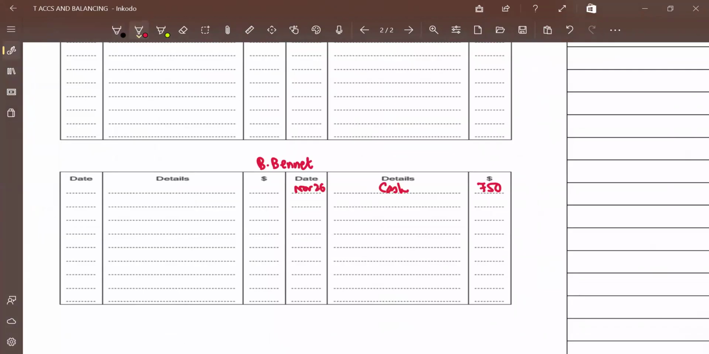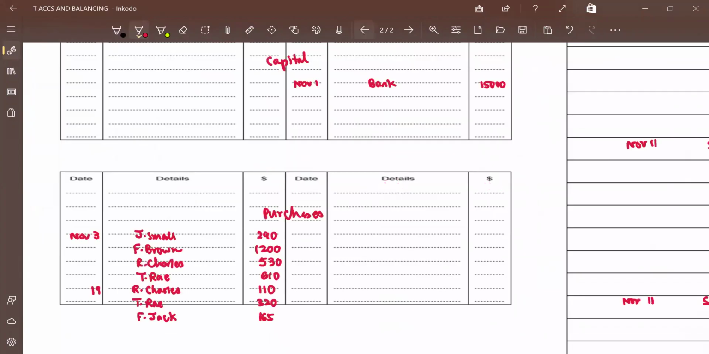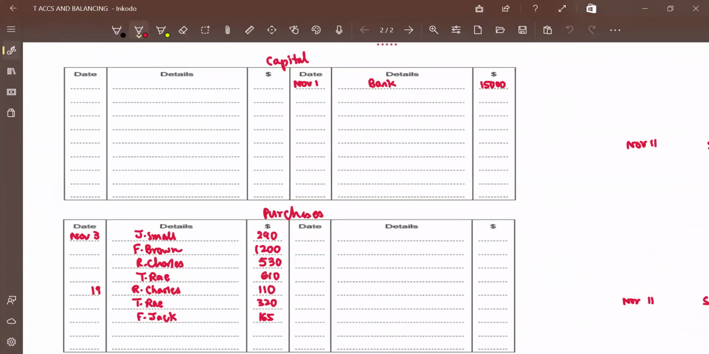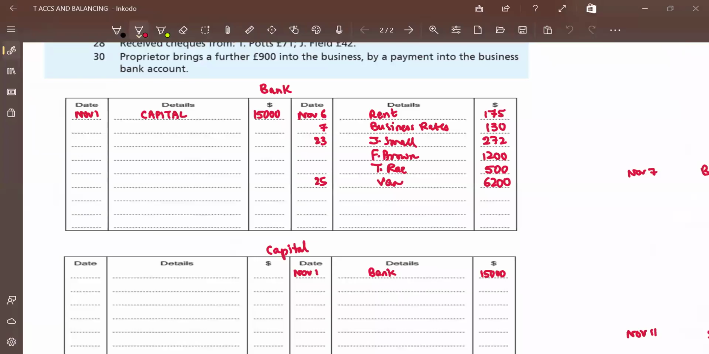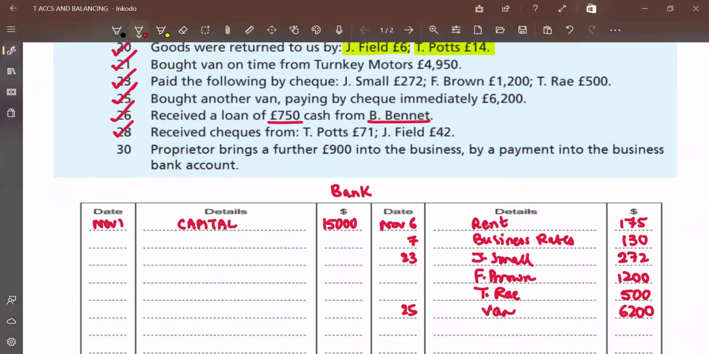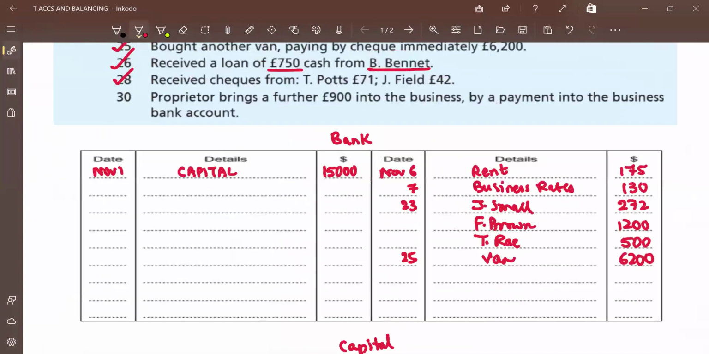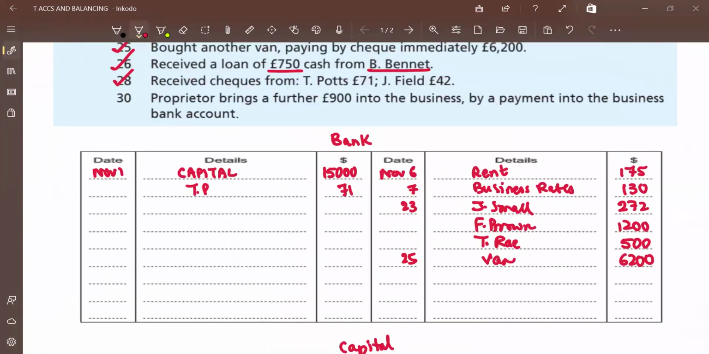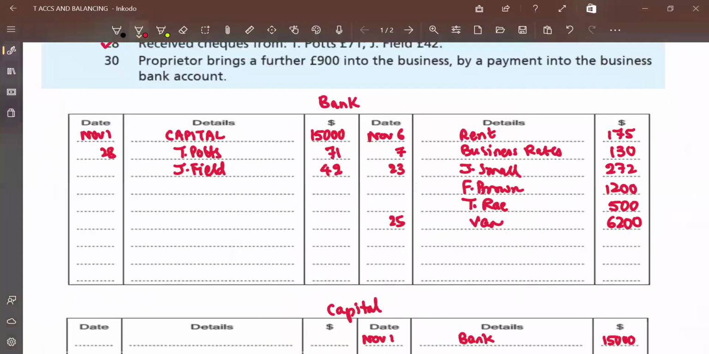Next is receive checks. Again, so you're receiving checks, that's inflow into your bank account. So my bank account balance goes up. I'm receiving checks from Teapots and J Field. Teapots is $71 on the 28th of November, and J Field is $42 on the 28th of November. So I'm going to go to Teapots account now.